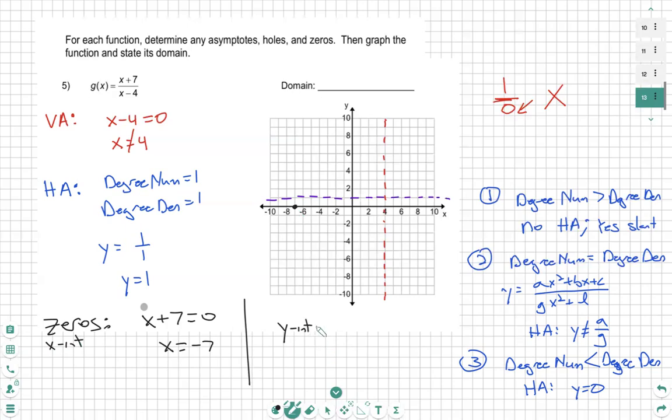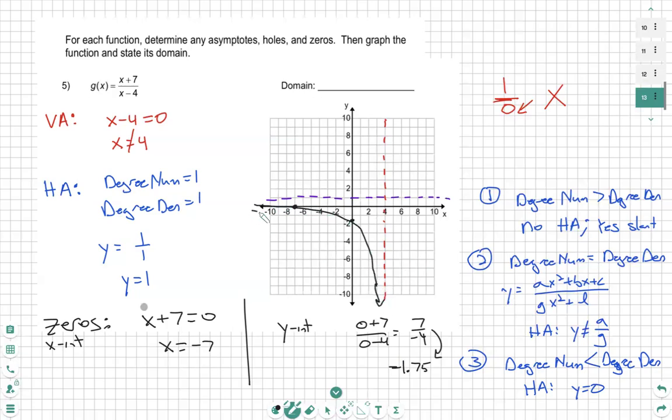Next, we can find our y-intercept just to help us graph these, because zeros are another name for x-intercept. For my y-intercept, we're just going to plug 0 in for x. 0 plus 7 over 0 minus 4 is 7 over -4. So that's what that is. And if you want the decimal version of that, it's -1.75. So we are around here. Here we can begin to create our graph on this side.